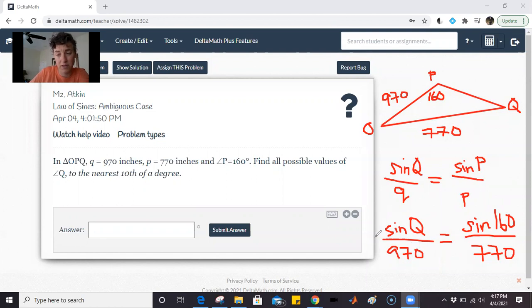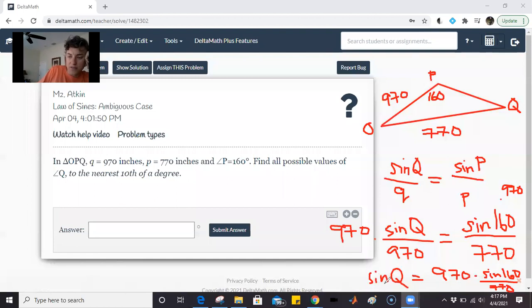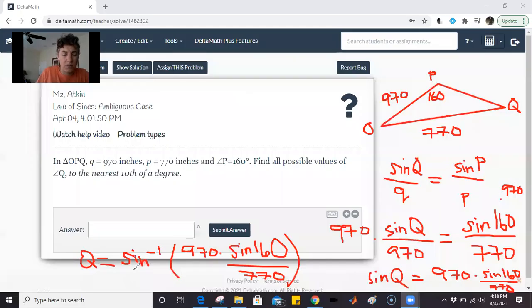So to do that, let's multiply both sides by 970. Multiply by 970 on both sides. So we'll have sine of Q is equal to 970 times sine of 160 over 770, and then we'll take the inverse sine of both sides to get Q by itself. Q is going to equal the inverse sine of 970 times sine 160 over 770.